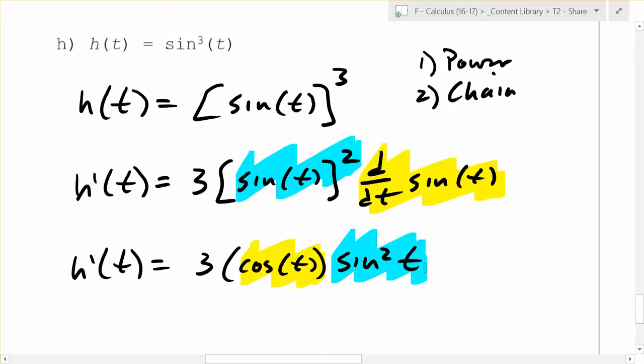Wait, so that's using chain rule? That's using chain rule, but we use the derivative of sine is cosine. I just wrote it in alphabetical order. That's what I tend to do. I write the trig functions in alphabetical order. Yes, David.